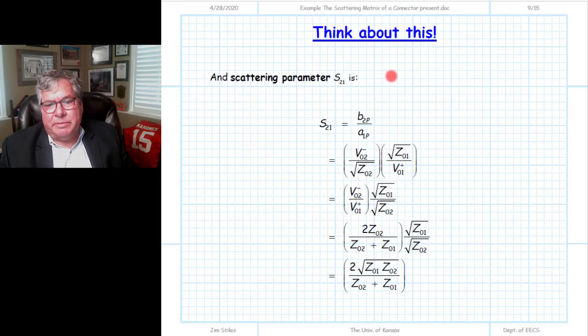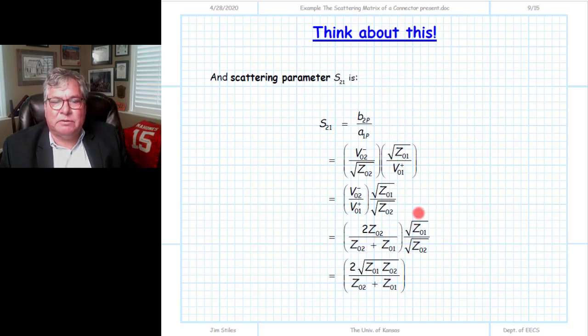Now we determine S21 using our definition of scattering parameter, the normalized incident wave on port 1 and the normalized scattered wave amplitude B at port 2. We insert that in there and we get this result. This we've determined from the previous analysis, which we can drop in here. Now notice this side here.